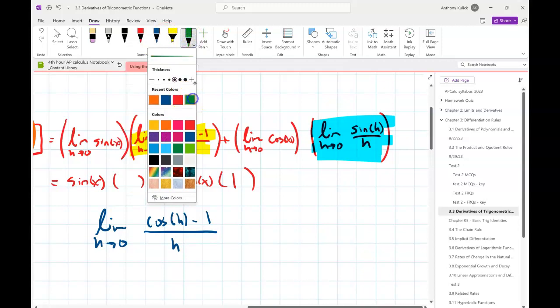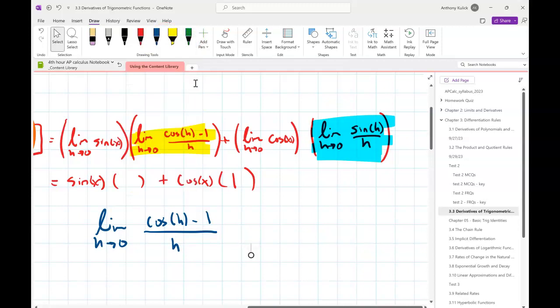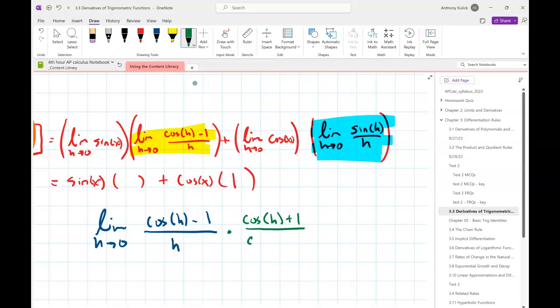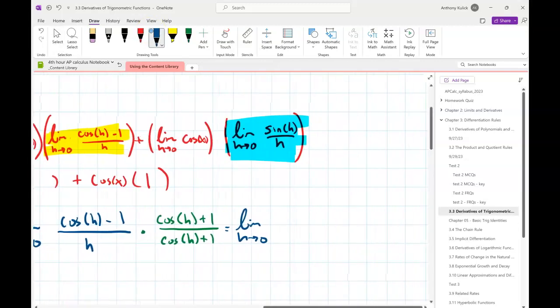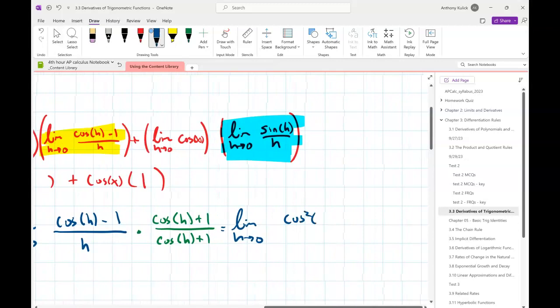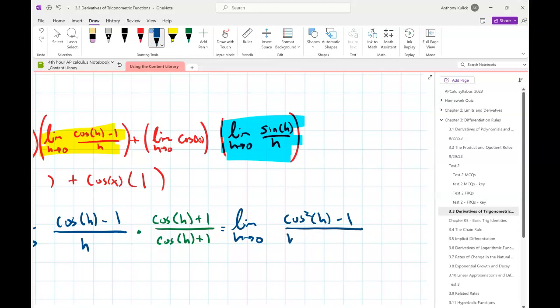Now, Nolan, your idea of multiplying by a conjugate, this feels like a much better idea. Why is that going to be a good idea? What am I going to get when I multiply by the conjugate? Cosine squared h minus 1. That's sine. Close. Sine squared. Closer. Is it tangent squared? Nope. You were closer before.